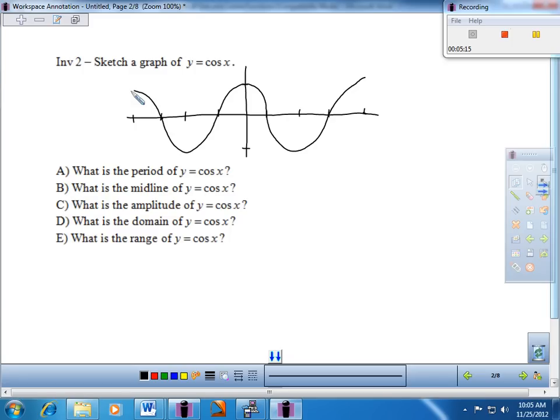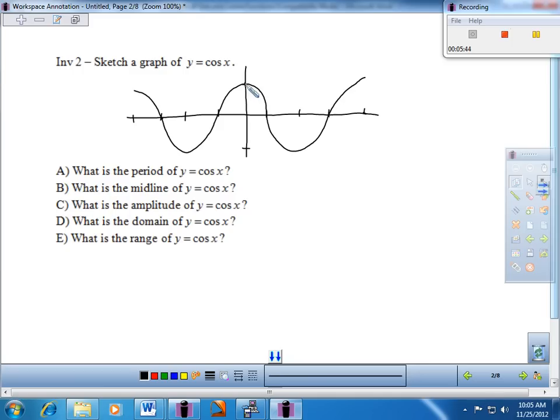Same scenario, everybody. If you could take a moment and maybe pause the video and do A through E, that would be ideal. 3 characteristics, and then 2 things we've talked about with all functions, domain and range. Let's see if you can pull it off. Well, I'm sorry, period first. I almost went to domain.